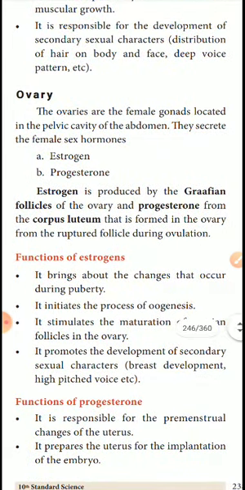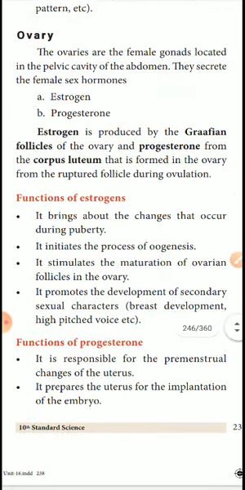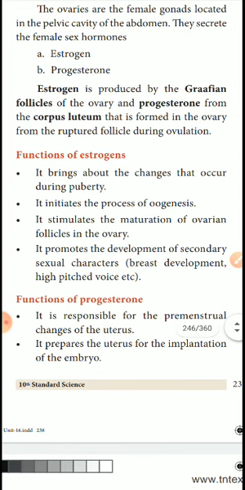The ovary produces the female sex hormones, estrogen and progesterone. The Graafian follicles of the ovary produce estrogen, and the corpus luteum produces progesterone. The follicle ruptures during ovulation, which is the breakdown at ovulation time. Estrogen becomes active only at puberty.